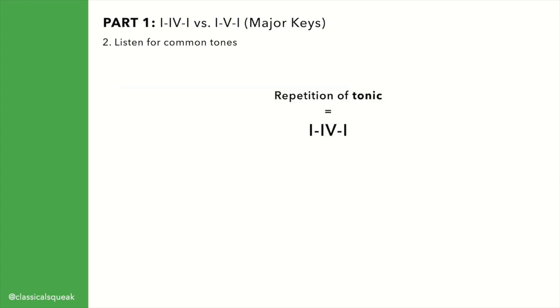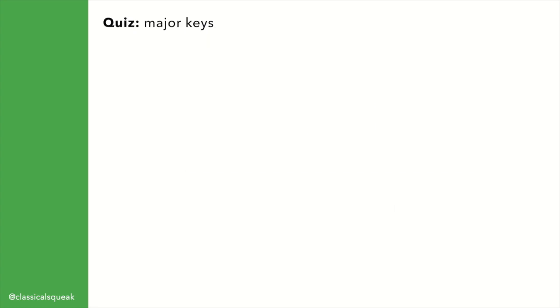So if you hear repetition of the tonic, which is the same as your 1 bass note, then you will likely have a 1, 4, 1 chord progression. If you hear repetition of the dominant note, then you likely have a 1, 5, 1 chord progression. All right, little quiz. You will hear the chord progression twice, and then you will hear the answer.